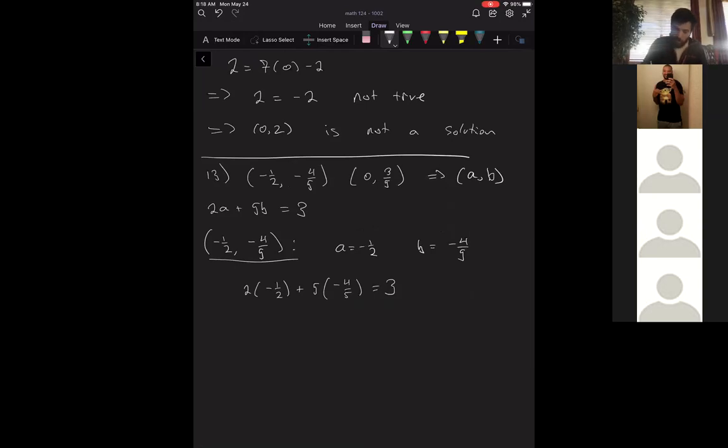So you notice on the left-hand side, we have 2 times -1/2. Really, we could think of 2 as 2 divided by 1. So notice how there's a 2 on the top and a 2 on the bottom.